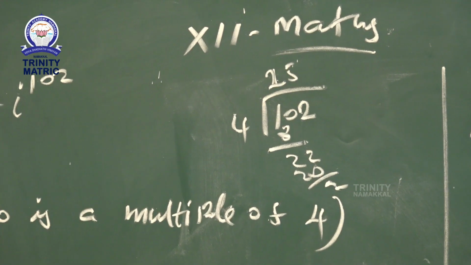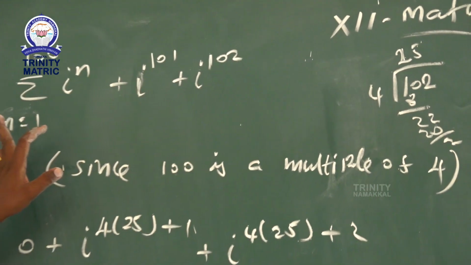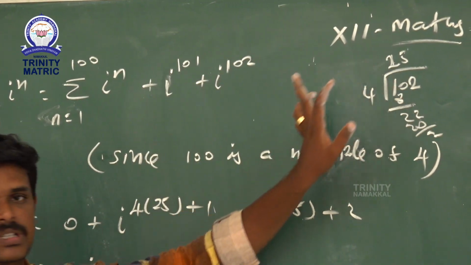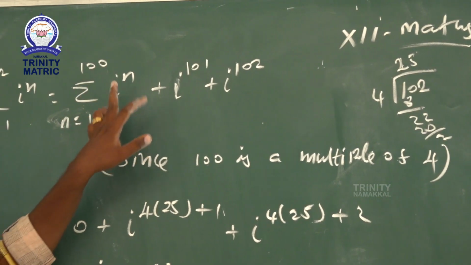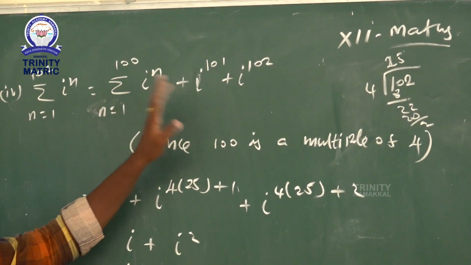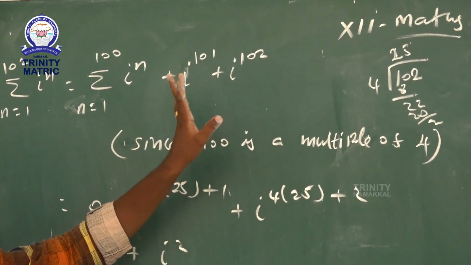So here the remainder is 2, so nothing but 100. 4 into 25 is 100. So summation n equal to 1 to 100 i power n can be taken separately. So the remaining two terms are i power 101 plus i power 102, the last two terms.